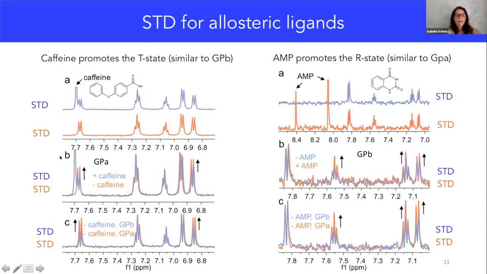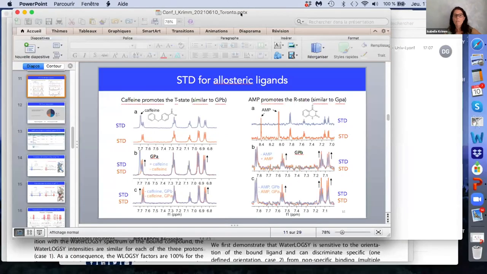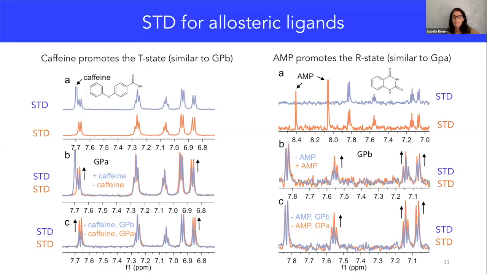the data in B and C, and you see that you have exactly the same difference. So this is really something that you can repeat. The difference is tiny, but you always have the same data. And the same thing is done for another compound that is bound to GPB. This time you can use AMP, and AMP is known to promote the R state, so you will go from the GPB to the GPA. And here again, we observe exactly the same differences for the STD of the spy fragment.